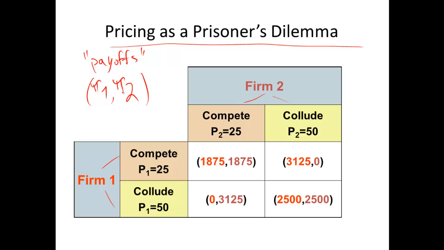So, for example, if both firms charge 25, then each firm has 1875 in profit. If both firms charge 50, then each firm has 2,500 in profit. And finally, if firm 1 charges 50, while firm 2 charges 25, then 1 gets 0, 2 gets 31.25, and vice versa. Vice versa being this other off-diagonal box.